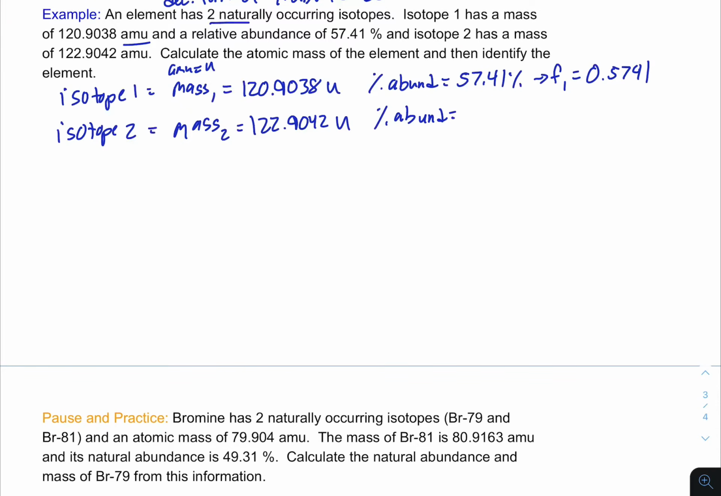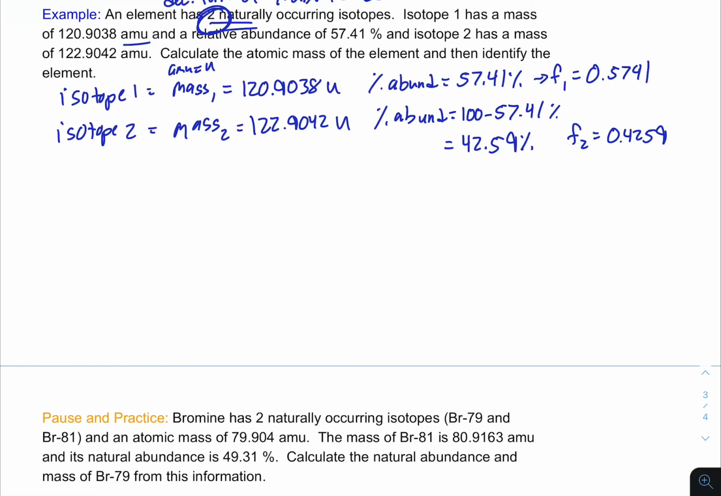However, what we do know, there's only two of these. So if one of them occupies 57.41% of all the elemental atoms, then we can take 100% and subtract from that whatever is for isotope 1. Now the reason why we can do this is because there's only two naturally occurring isotopes. There's not more than two. And so that would give us an abundance for this specific isotope of 42.59%, which would lead us to a fraction of 0.4259. So now we have that information there.